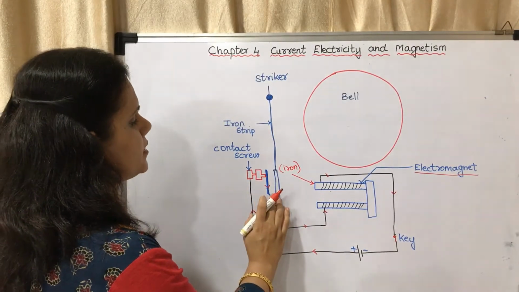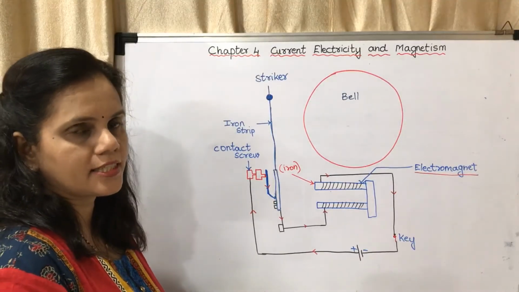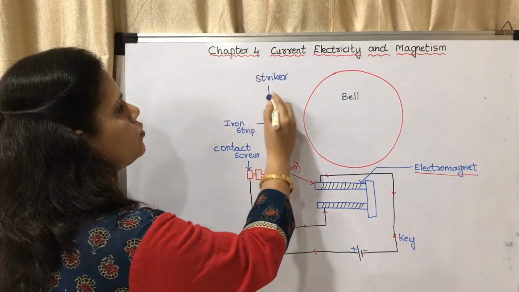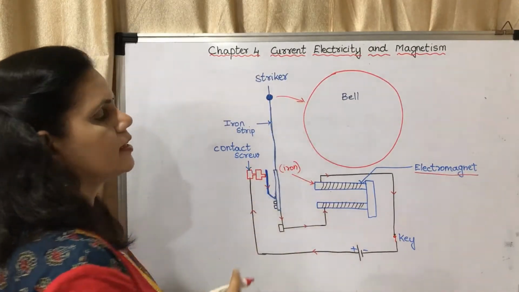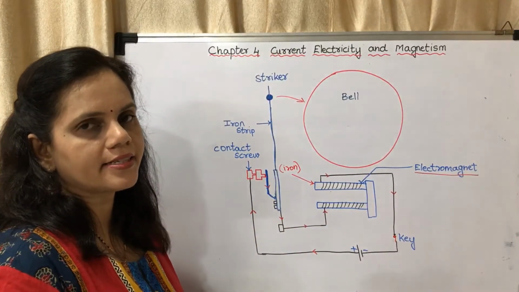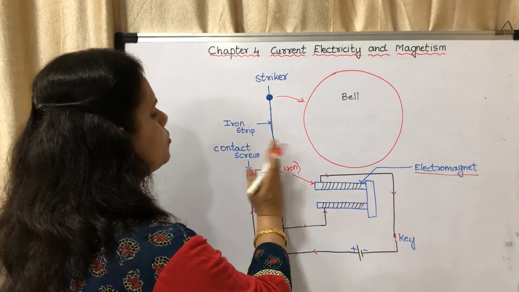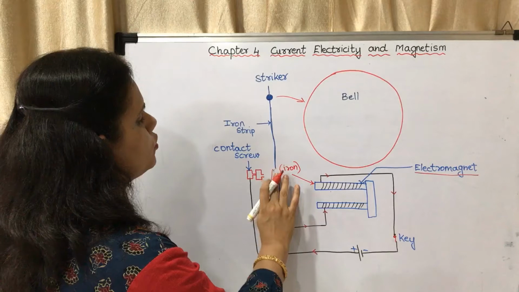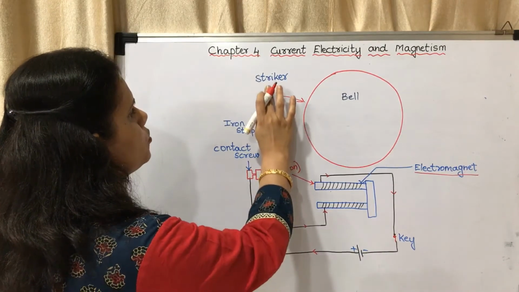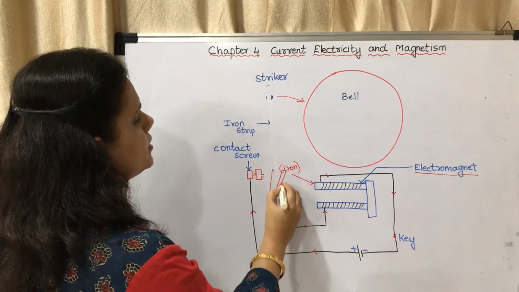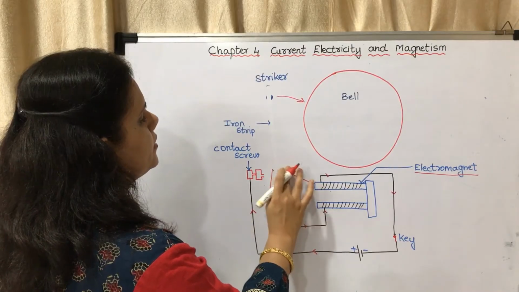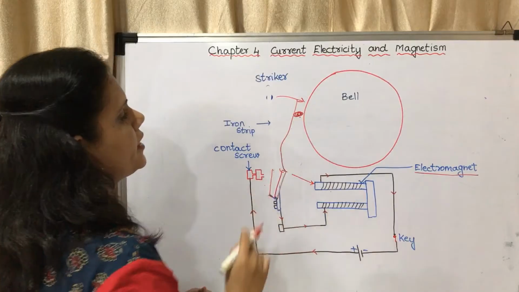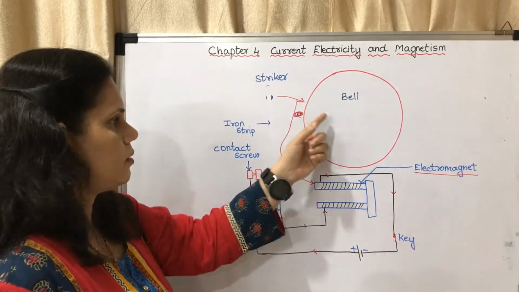So what will happen? This is a spring attachment, so it will move towards this. When it moves towards this, it will strike on the bell. As soon as it moves, consider it is changing its position. It is moving like this, it has become like this, and it is striking on the bell.